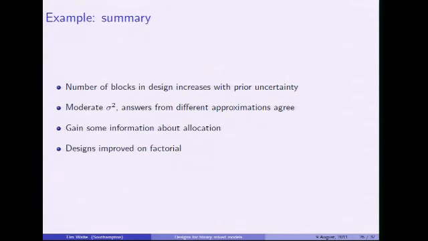To summarize what we've seen in those examples, first of all, more prior uncertainty gives you more blocks in your optimal design, as you might anticipate. Secondly, for these moderate values of sigma squared, the answers from the different approximations look very similar. We gain some information compared to doing something really naive, like using a factorial design or a GLM design, because we wouldn't know how to allocate those points to blocks. So the designs did improve on the factorial. We'll actually see later on an example in which the improvement is more dramatic.